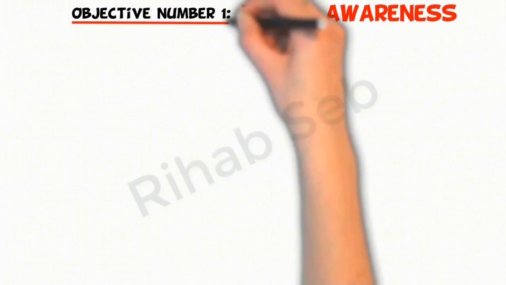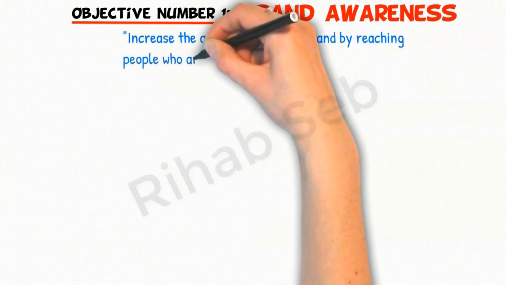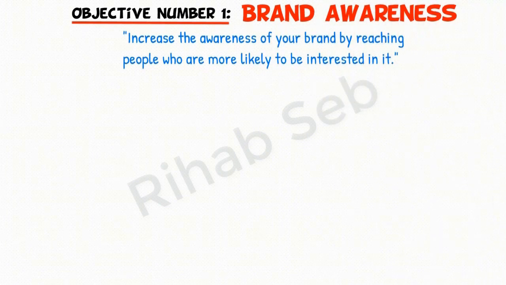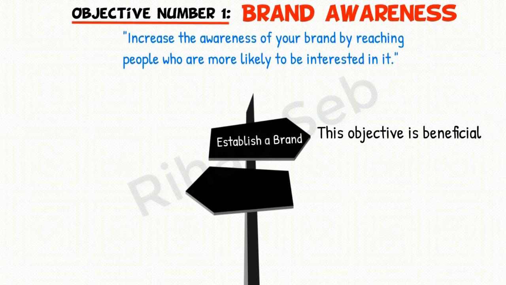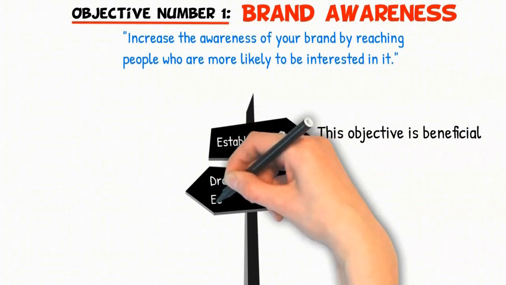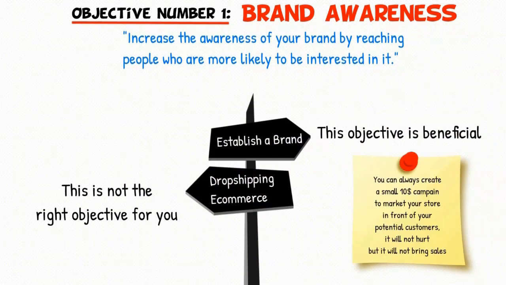Objective number 1, brand awareness. The simplest translation of this objective is increase the awareness of your brand by reaching people who are more likely to be interested in it. If you want to establish a brand, this objective is beneficial for you. But if you are beginning in dropshipping and e-commerce, this is not the right objective for you. Well, yeah, you can always create a small $10 campaign to market your store in front of your potential customers. It will not hurt, but it will not bring you sales.